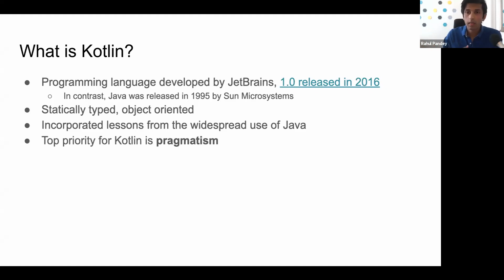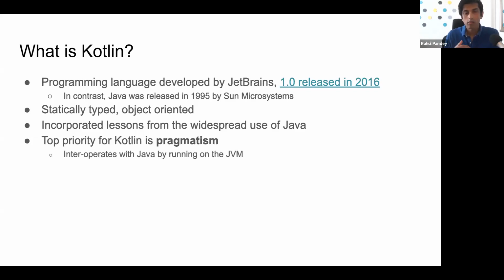And if you look at what I linked here, I'll share the slides at the end, but what I've linked here in the 1.0 release in 2016 is the blog post for Kotlin when they released it. And if you read it, they talk about how the top priority for Kotlin and the development of it going forward is pragmatism. And what that means is they're not trying to do something extremely fancy or elegant or reinvent the wheel again. The idea of Kotlin is that it's a tool, and the tool is allowing you to build things, right?